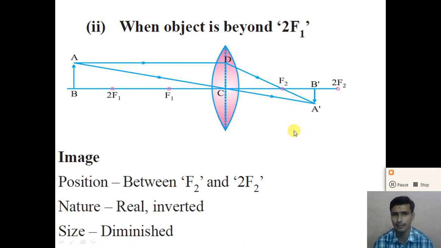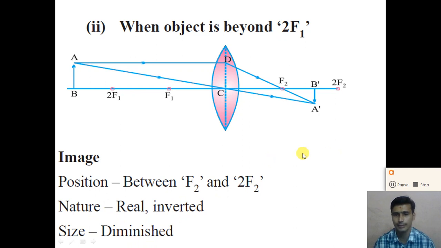So understand the second point. When the object is beyond the center of curvature, or beyond 2F1, the image will be produced between F2 and 2F2, that means between the second principal focus and the second center of curvature. The nature of the image is real and inverted, and the size of the image is diminished, that means smaller than the object.